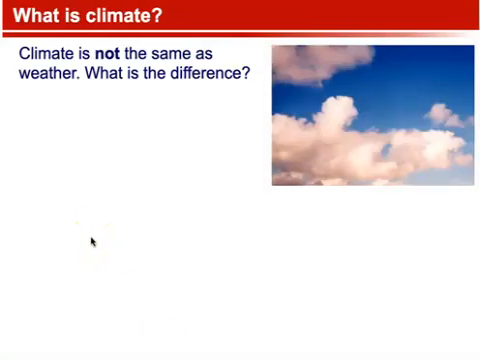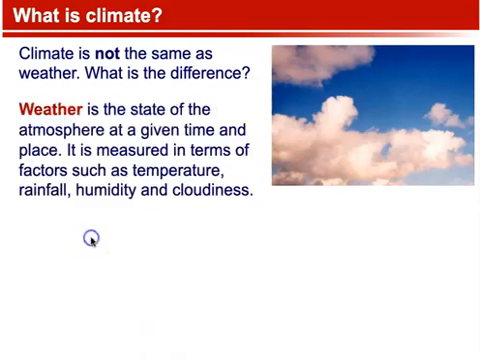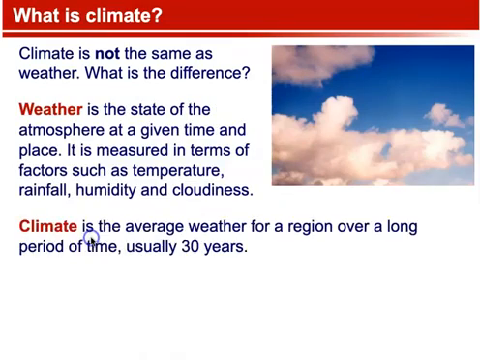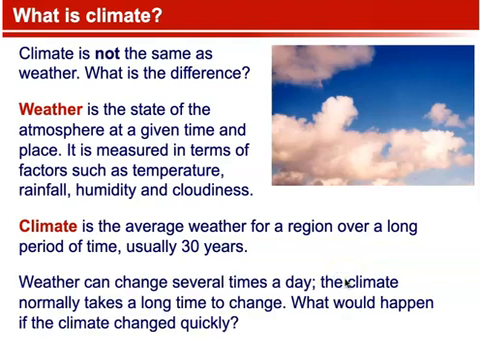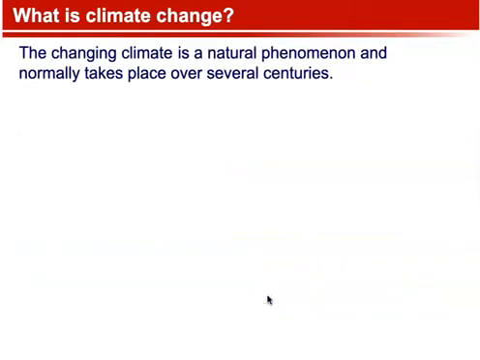So climate, what is it? Climate is not the same thing as weather. Weather is the state of the atmosphere at any given time and place. It is measured in terms of factors such as temperature, rainfall, humidity, and cloudiness. Climate is the average weather for a region over a long period of time. Typically, that is in the neighborhood of around 30 years. Weather can change several times a day. The climate normally takes a long period of time to change. So what would happen if the climate changed very quickly?